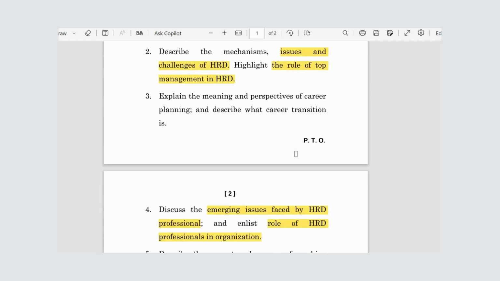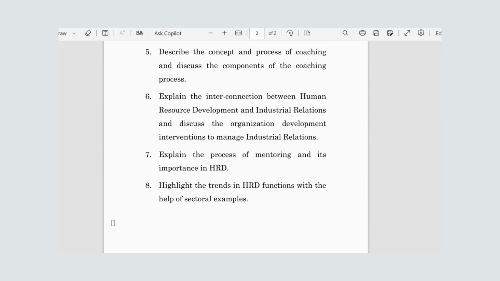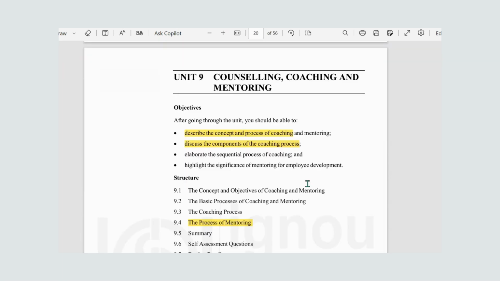Let's see the fifth question. Describe the concept and process of coaching and discuss the components of the coaching process. So this question has come from Block 3, Unit 9, Counseling, Coaching, and Mentoring. In this unit you can find the concept and process of coaching. You can see the components of coaching. Okay, so let's see the answer for it.